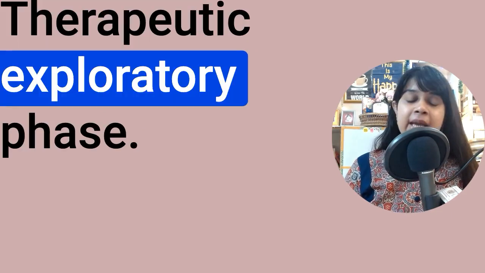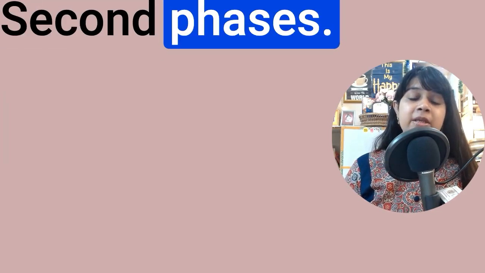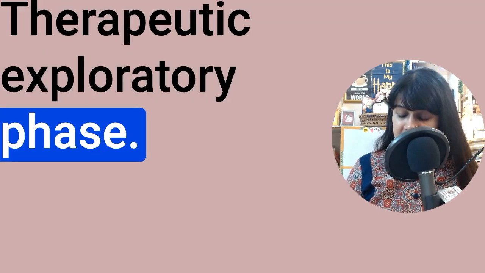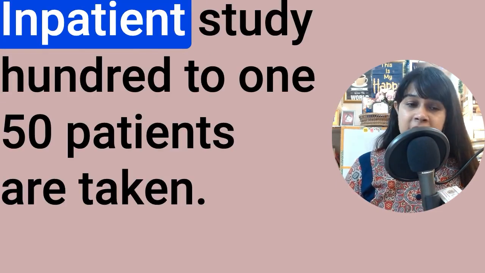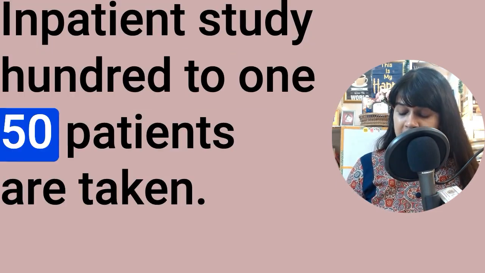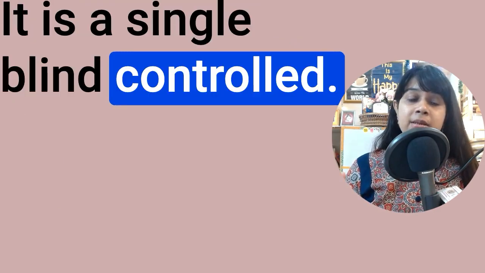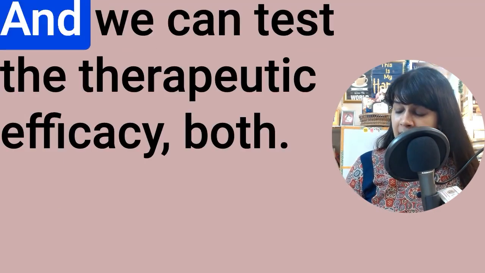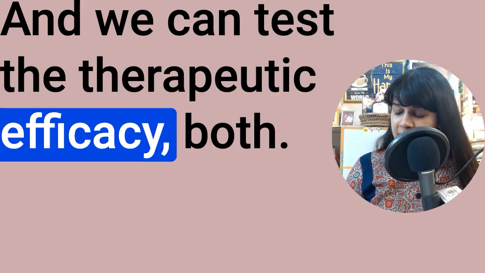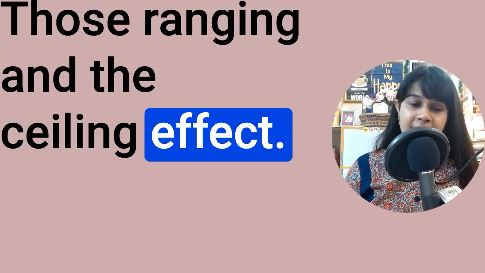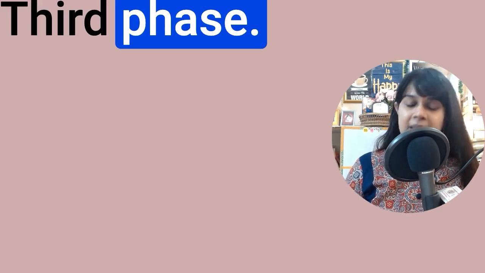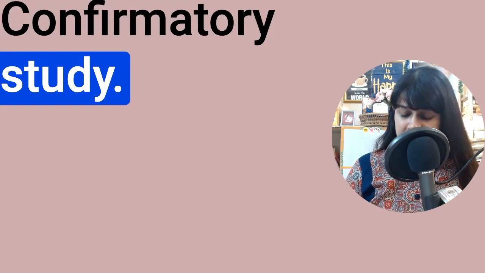Second, therapeutic exploratory phase. The second phase is known as the therapeutic exploratory phase. It is done in patient study. 100 to 150 patients are taken. It is a single blind controlled kind of study, and we can test the therapeutic efficacy, dose ranging and the ceiling effect.